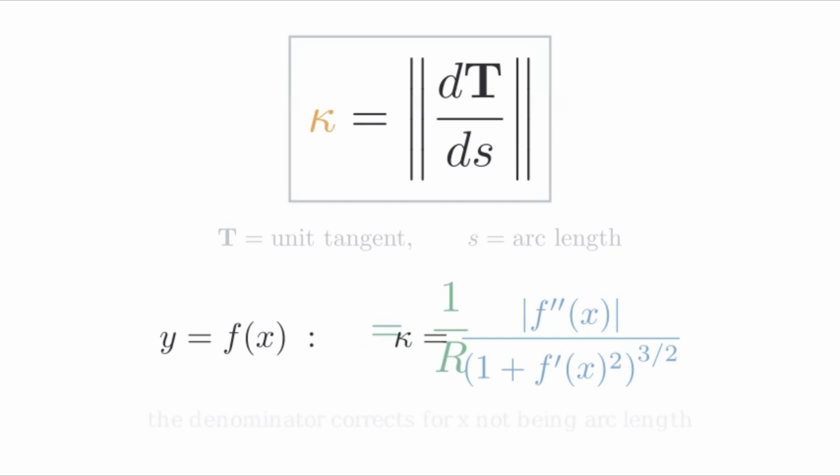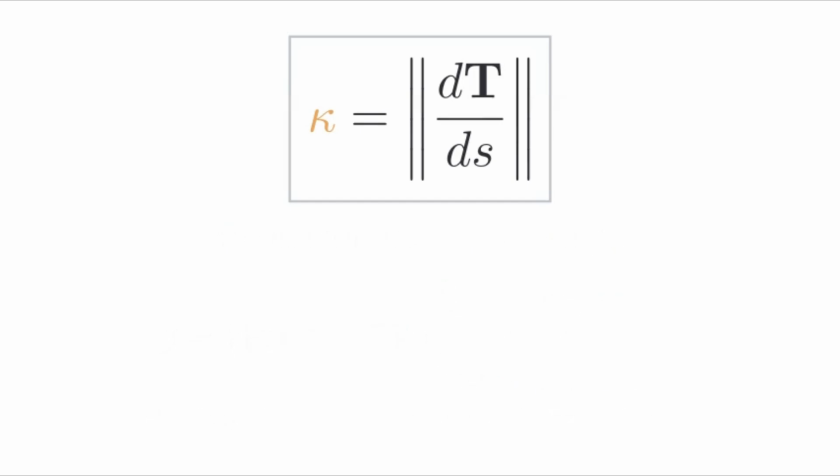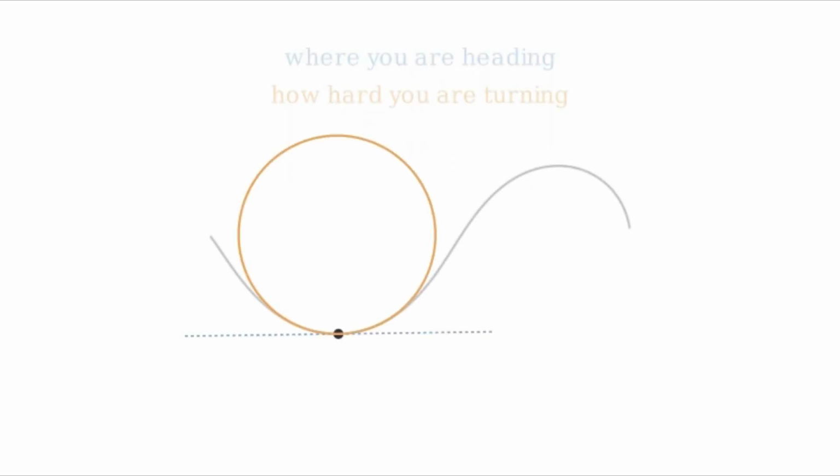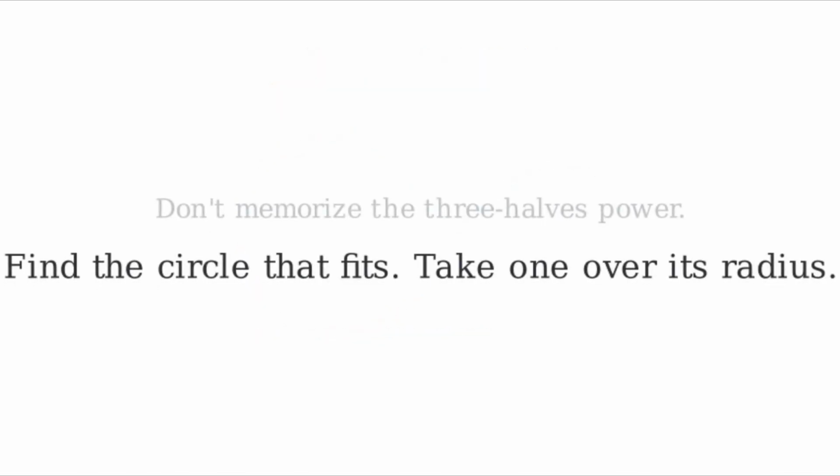And for a graph, y equals f of x, it's f double prime over 1 plus f prime squared to the 3/2. The tangent line tells you where you're heading. The kissing circle tells you how hard you're turning. So don't memorize the 3/2 power. Find the circle that fits and take 1 over its radius.